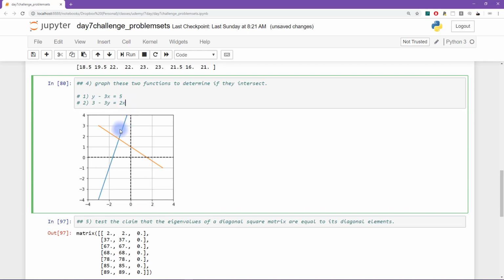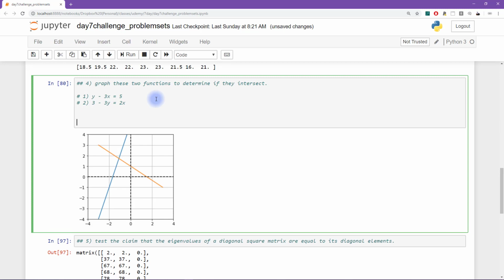All right, so drawing this function isn't so difficult. The main tricky thing is you have to realize that you have to re-express or rewrite these equations to make them be a function of x.